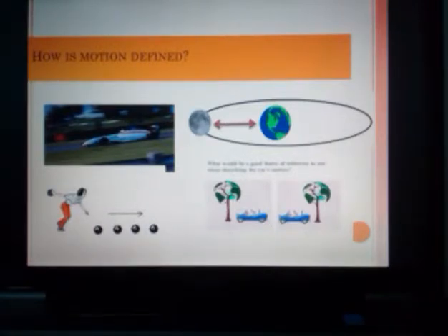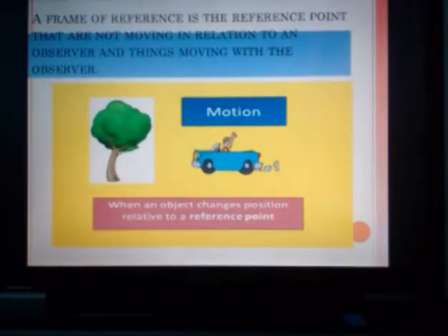But how can we tell that the object changed its position? There we have the term frame of reference. A frame of reference is the reference point that is not moving in relation to an observer and things moving with the observer. In this figure, we say that the car is in motion relative to a tree, which is considered as a reference point or a frame of reference.